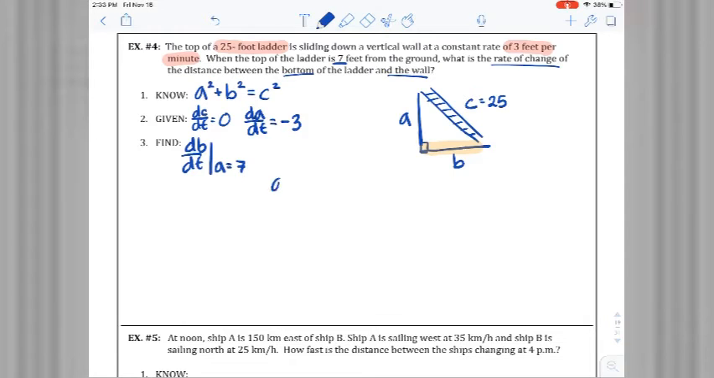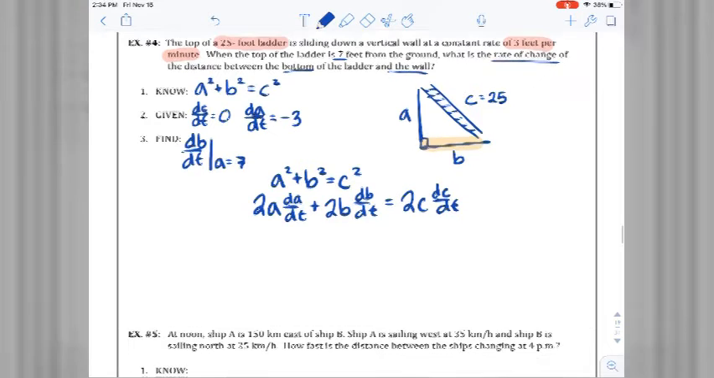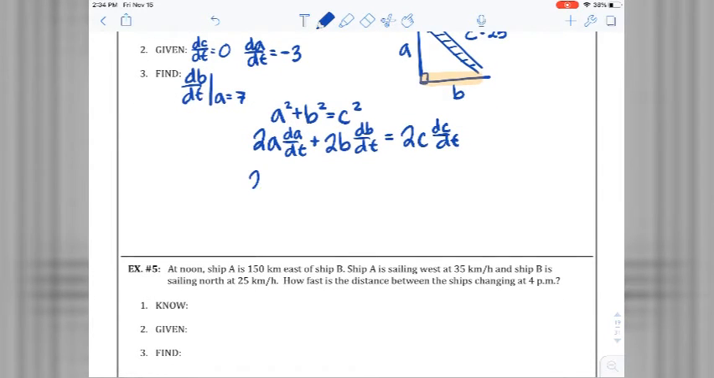So let's take our A squared plus B squared equals C squared. So we have 2A dA/dt plus 2B dB/dt equals 2C dC/dt. Okay, so now we've got to plug in. So we have 2, okay, well our A is 7 and our dA/dt is -3, plus 2... Ooh, and we don't know our B, so we're actually going to pause. We've got to find our B before we go on.